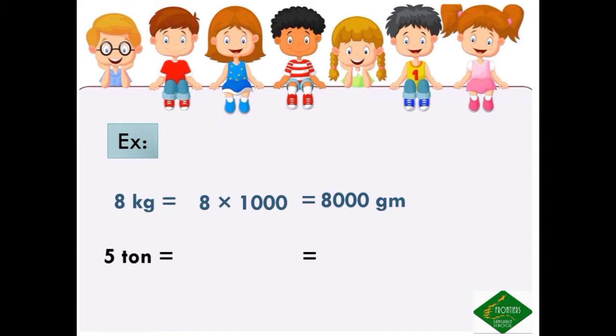5 ton equals dots kilogram. If I want to convert from ton to kilogram, I multiply by 1000. So I will write 5 times 1000 equals 5000 kilogram.